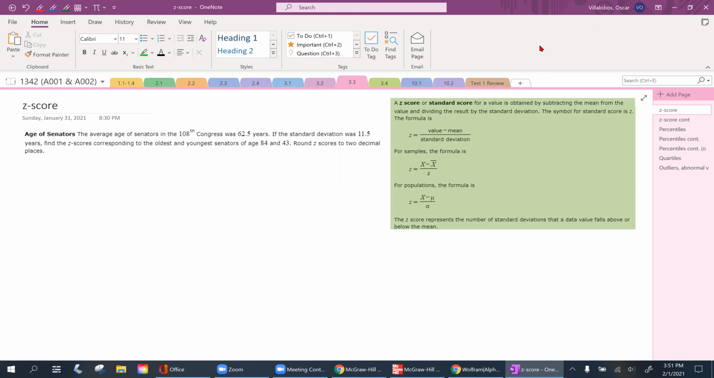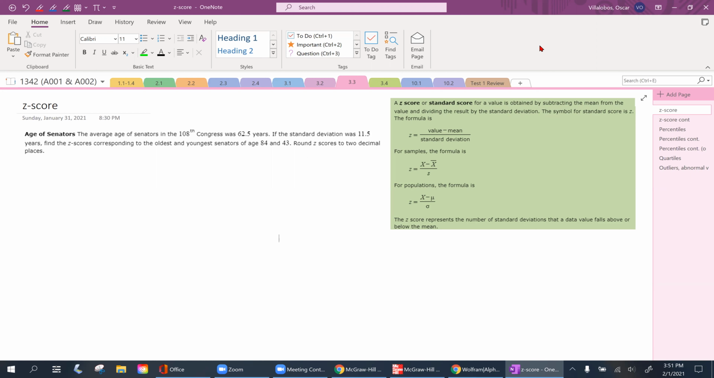We're going to continue with standard deviation in this section, but specifically we're going to be looking for the z-scores, right? Later we're going to be looking for the percentiles, and then we're going to be looking at quartiles. And then finally, we're going to be looking at the outliers in data, right? So let's go ahead and get started with z-score.